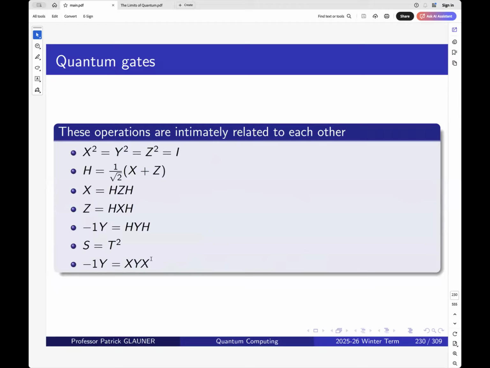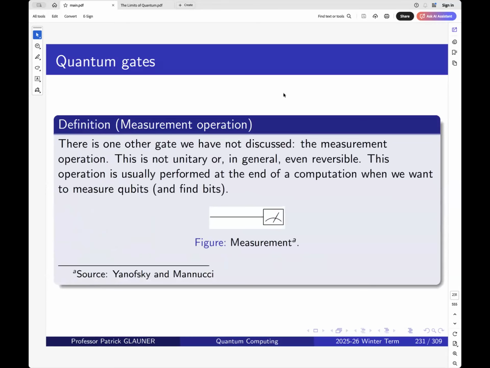Of the ones I have just looked at with you, there are also some identities that are proposed in the literature. So X squared would be the same as Y squared or Z squared, which is all just the identity matrix. And there are a couple of other identities. Feel free to prove them in case you want to see this. But I've also just taken this from the book, and it shows how these operations relate to each other.